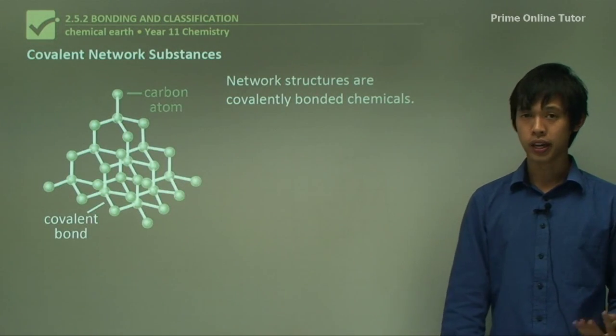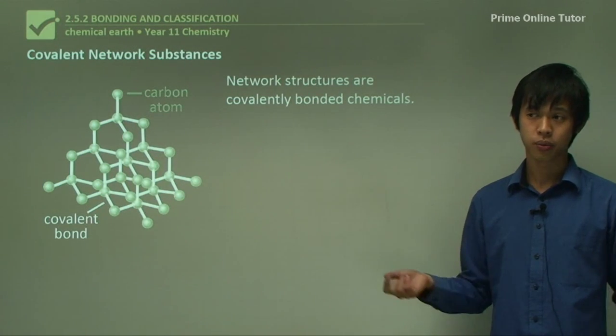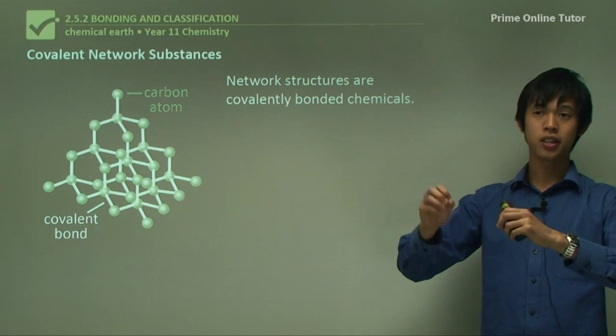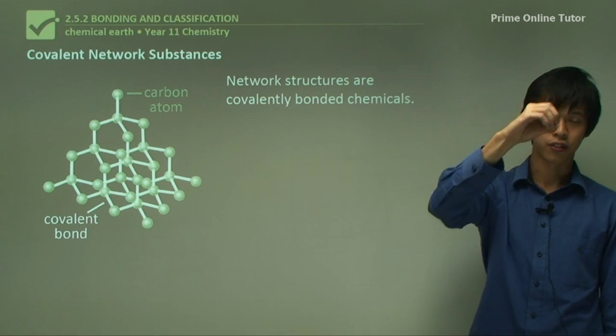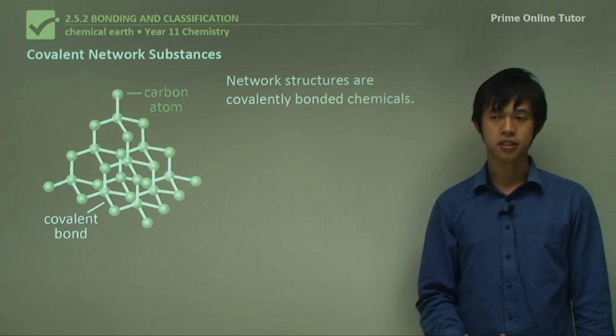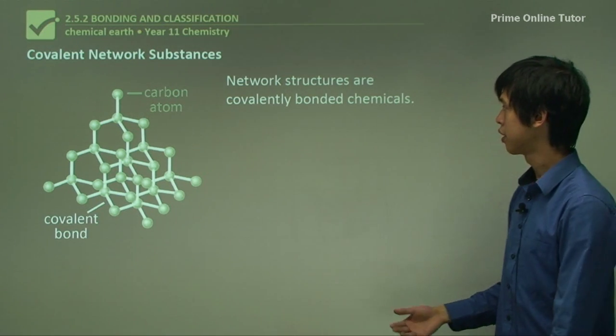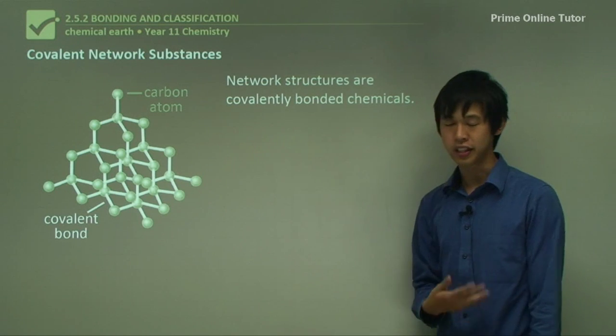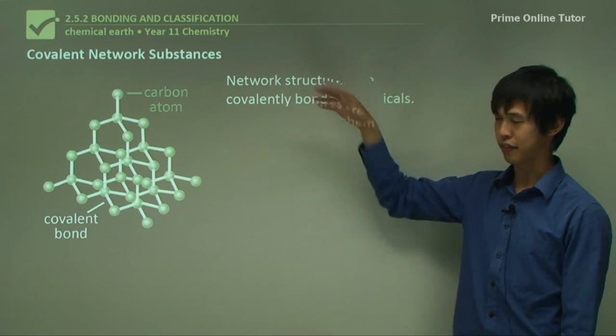Okay, but now we're going to move on to the other one. Well, there were the covalent molecular ones where you'd have molecules that just kind of drift around by themselves. But now we have covalent network substances, so they're a little bit different. Network structures are all covalently bonded, as we mentioned, because they've got the word covalent there.